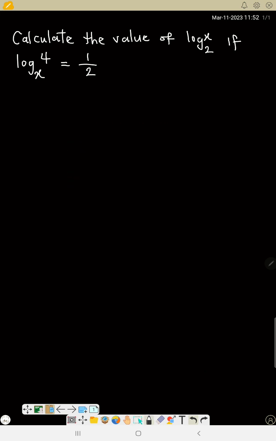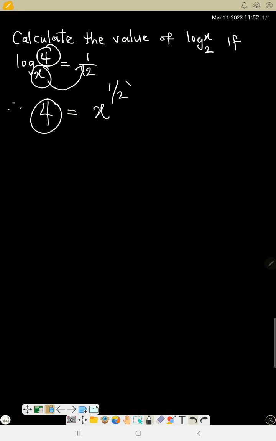So if I use the same technique here, that means 4 is equal to s raised to power 1 over 2. That is, what I have here will be equal to this one, and we carry this as power.